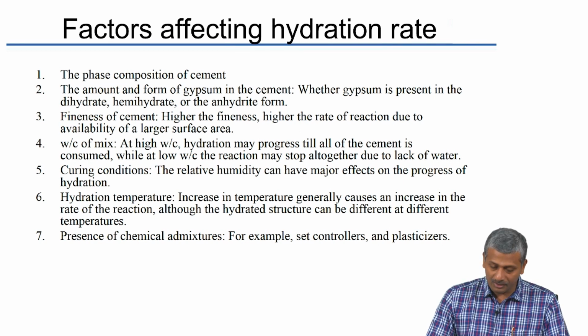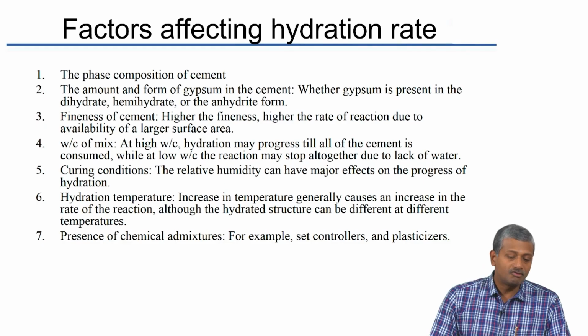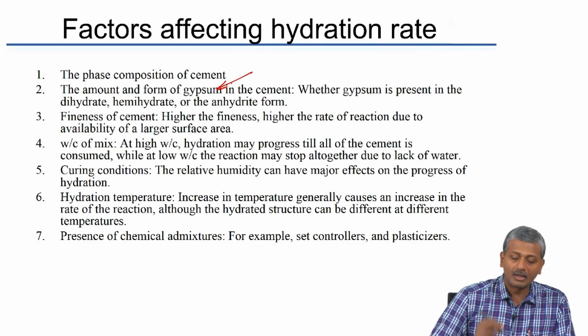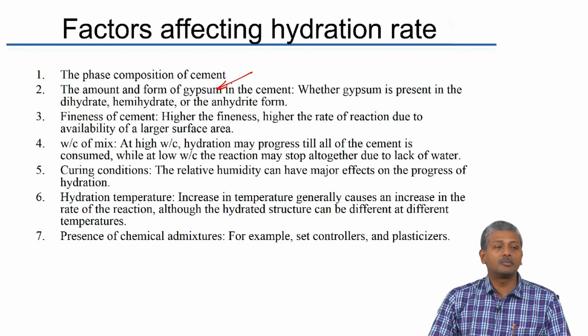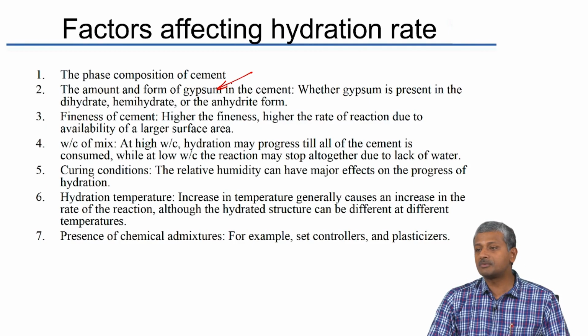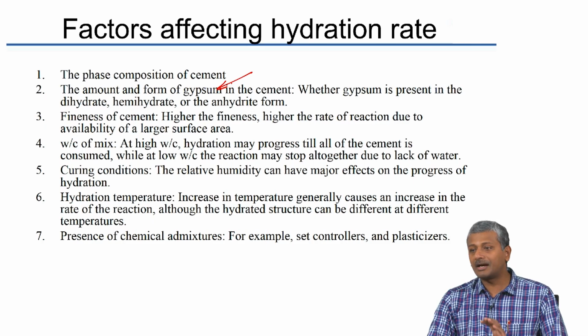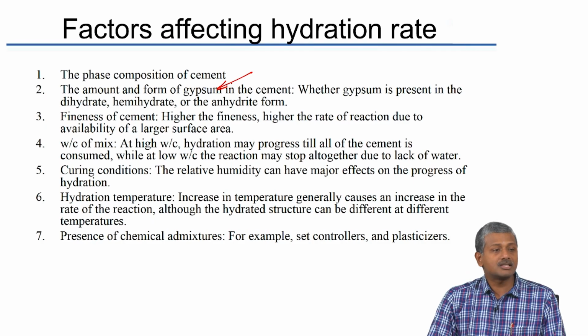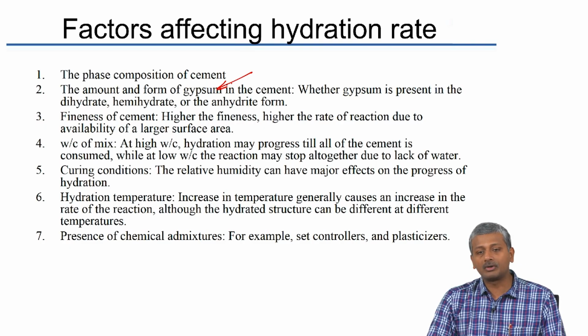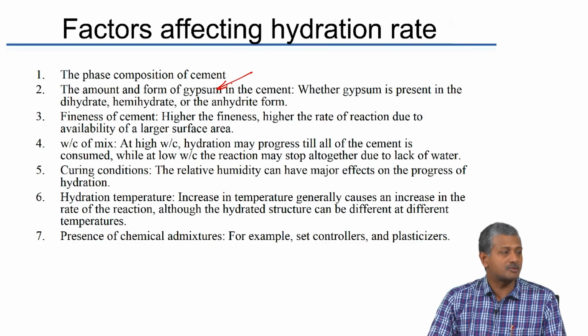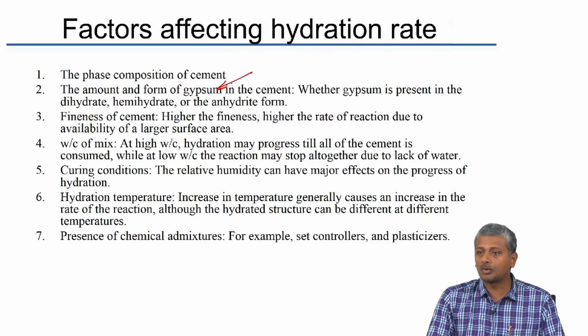Now, interestingly, a lot has been written and a lot is still being researched about the amount and form of gypsum in the cement. This is a very critical component in early age behavior of cement pastes, because not only is the hydration dependent on this, the interaction with the superplasticizer, which we will discuss in more detail later, is also dependent a lot on the extent of gypsum and the type of gypsum present in the system. Again, what are the different types of gypsum? The dihydrate, that is 2H2O, hemihydrate, that is half H2O, and anhydrite, which does not have any water molecules present in the structure.